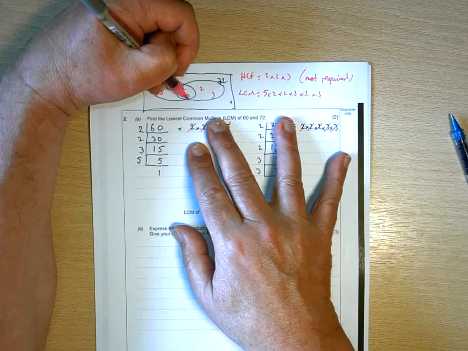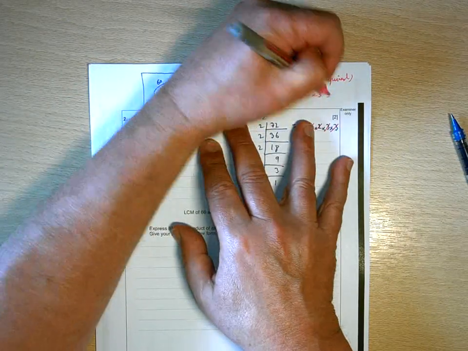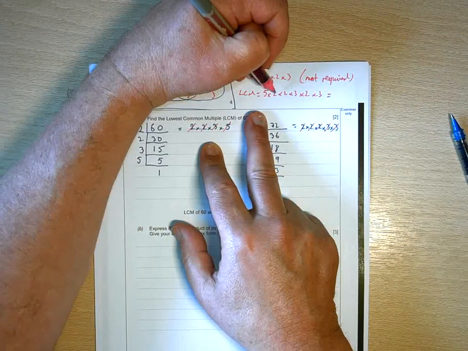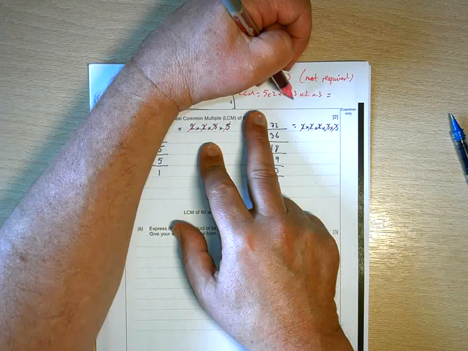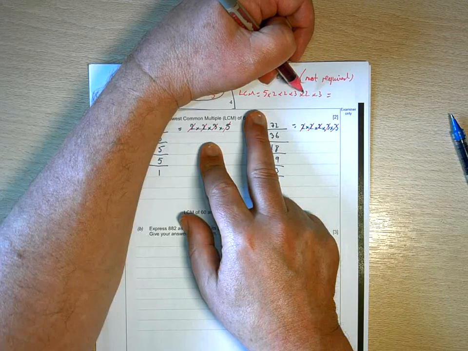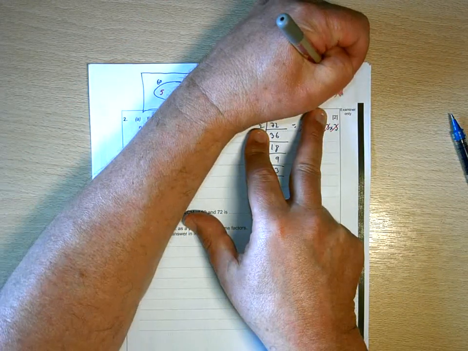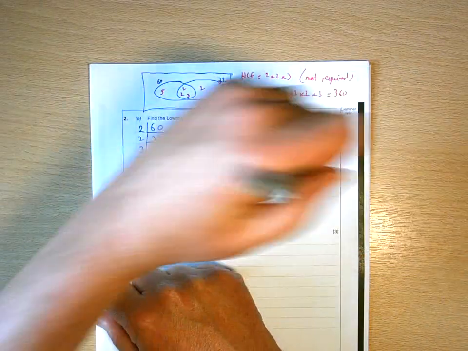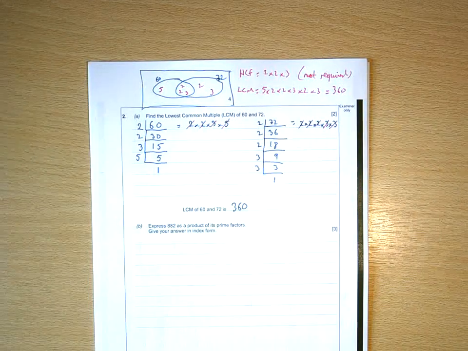That's 6 digits. 5 2s are 10, 10 2s are 20, 2 times 3 is 6, so 60. 60 times 2 is 120. 120 lots of 3 is 360. So the lowest common multiple is 360.